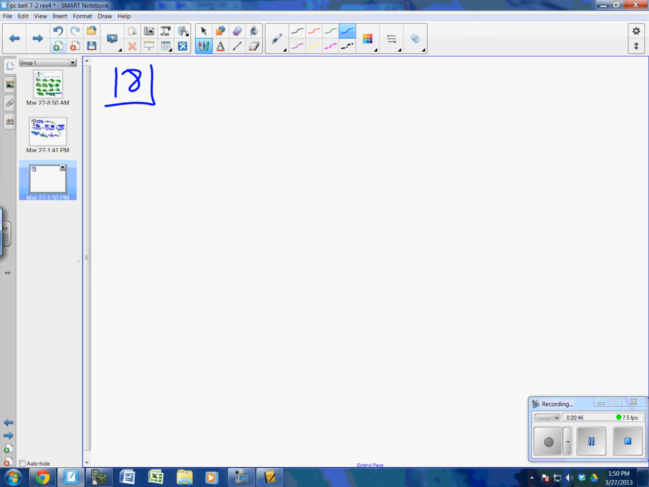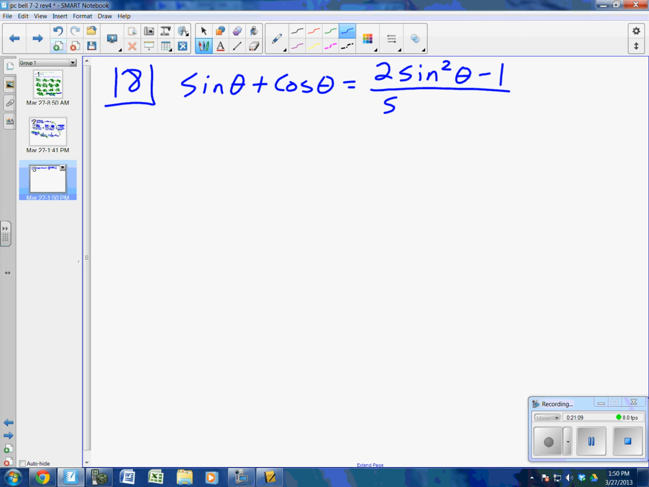18? What does 18 say? Can I just see it? Sine of theta plus cosine of theta? Hey guys, which side looks more difficult on this one? Okay. I think we're going to start with the right side.